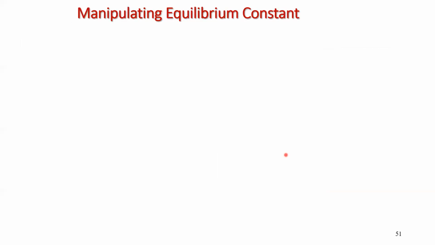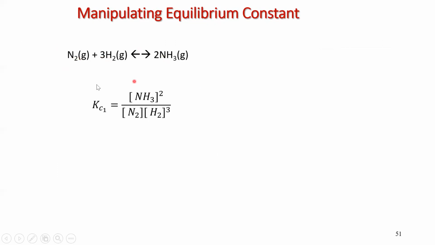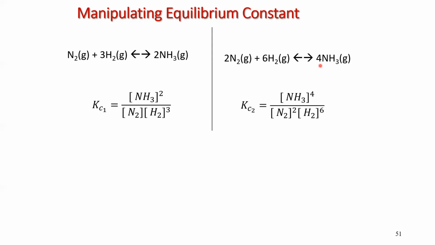So now we're going to look at how K will change if we change the balanced equation. So we have this equation. Okay, we've got nitrogen reacting with hydrogen to produce ammonia. We know that K equals our products over our reactants raised to the power of the coefficient in the balanced equation. But let's say that we were to take this reaction and multiply it by 2. Okay, so this is a 1:3:2 ratio. So now we've got a 2:6:4 ratio. We've multiplied all the coefficients by 2.